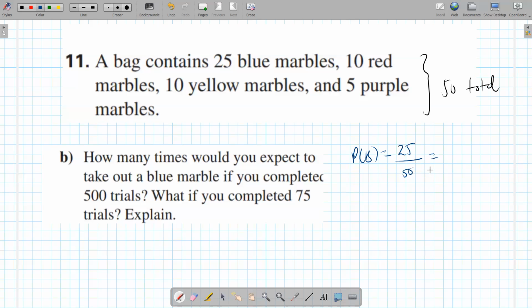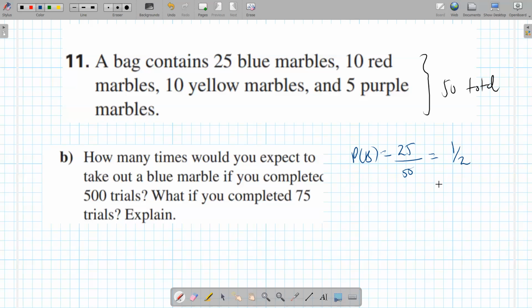5/10. Once more. 1/5. 1/2. You said 5/10. That's going to be 1/2. 5 goes into itself once and into 10 twice. So the probability of plucking a blue marble is 50% or 1/2.